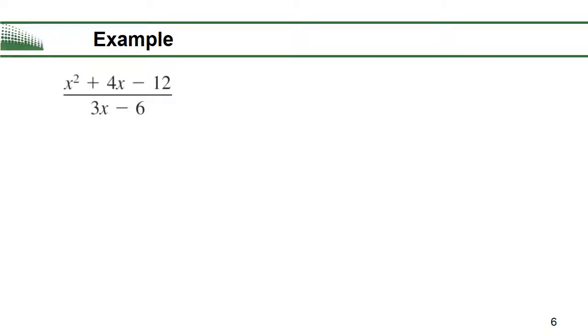So here's an example. I want you to try this. Remember, what you're going to do is factor the numerator, factor the denominator, and then only cancel common factors. Pause the recording to try it and then resume recording to check your answer.